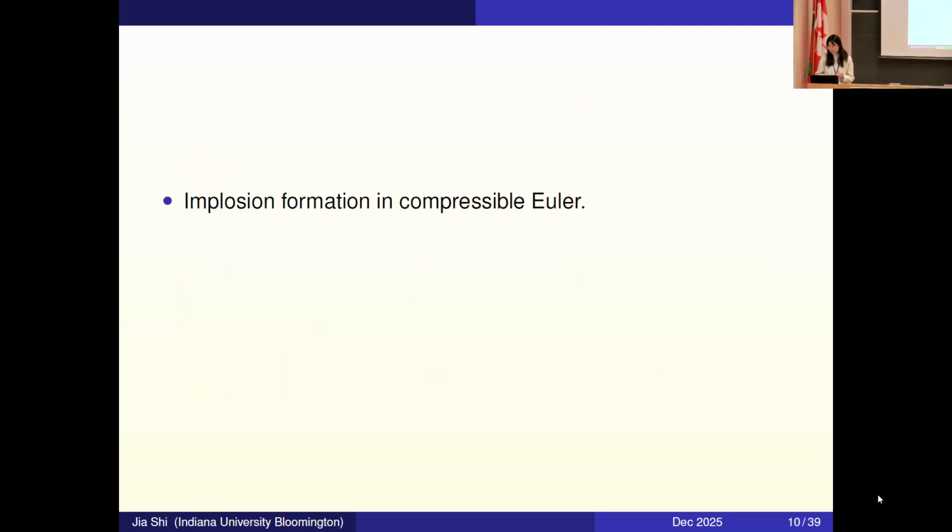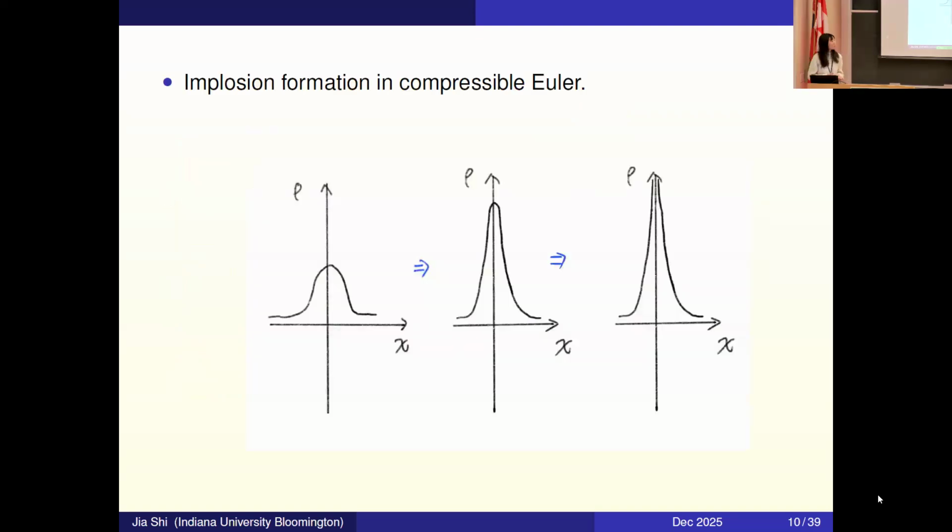So what about the implosion results? The implosion is a much more severe singularity in the sense that the density itself tends to infinity. Here is a picture of the implosion. On the left-hand side, the density is smooth and bounded. After some finite time, it starts to concentrate in the middle, and at some capital T, the density is infinity at the origin. So this is implosion.